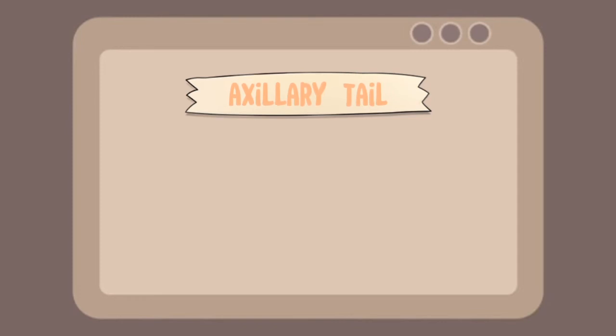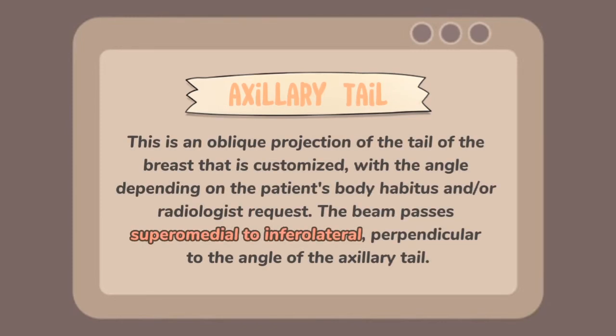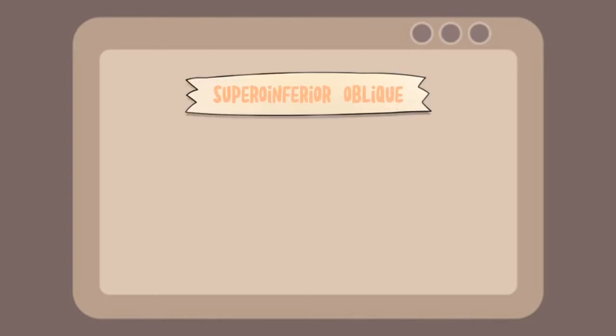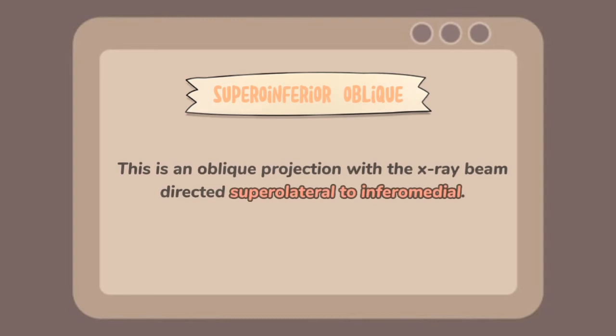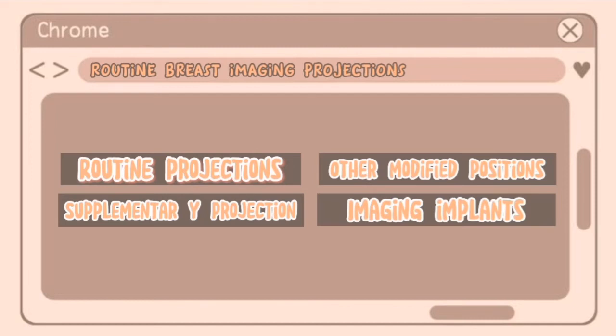Axillary tail. This is an oblique projection of the tail of the breast that is customized, with the angle depending on the patient's body habitus and/or radiologist request. The beam passes superomedial to inferolateral, perpendicular to the angle of the axillary tail. Superoinferior oblique. This is an oblique projection with the X-ray beam directed superolateral to inferomedial.